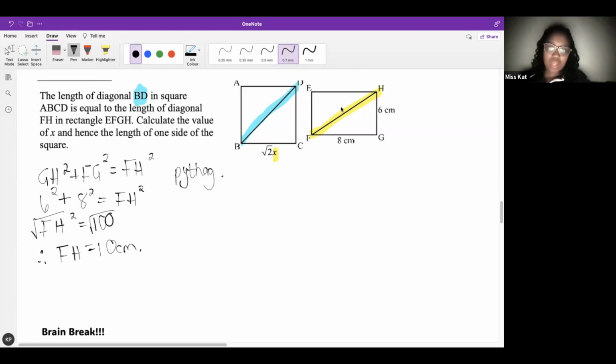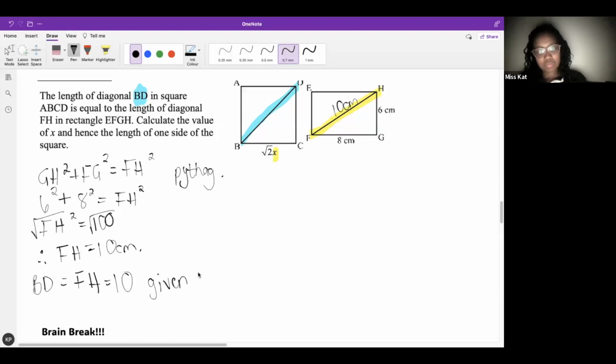Okay. So now we know that this was 10 centimeters, right? So then how long is BD? If FH is 10 centimeters, there we go. So that means because they told us that BD is equal to FH, which is equal to 10, and that was given. Okay, so this is 10. All right, and we know this is a square.